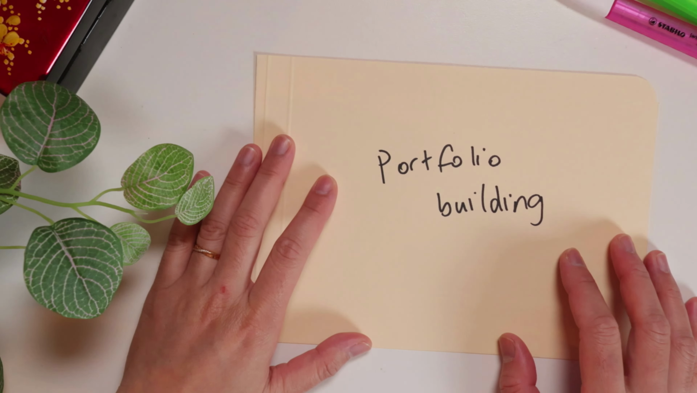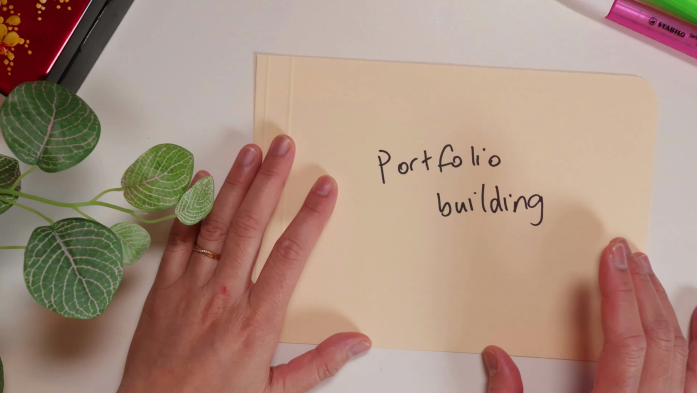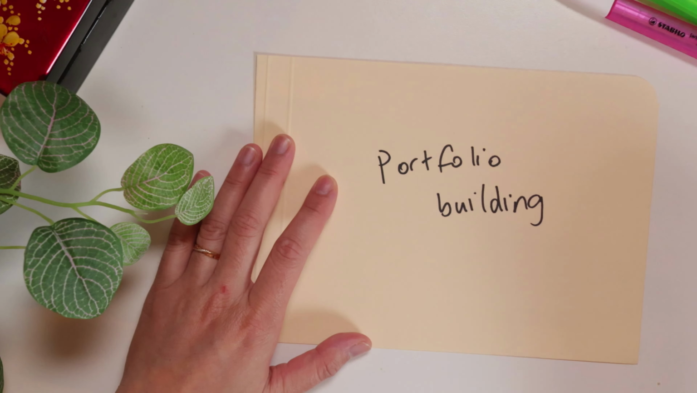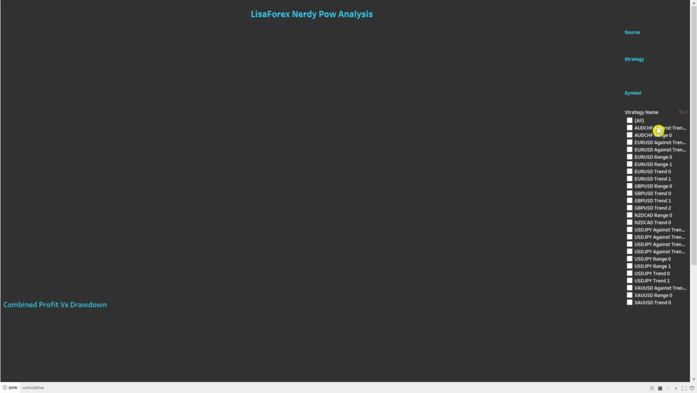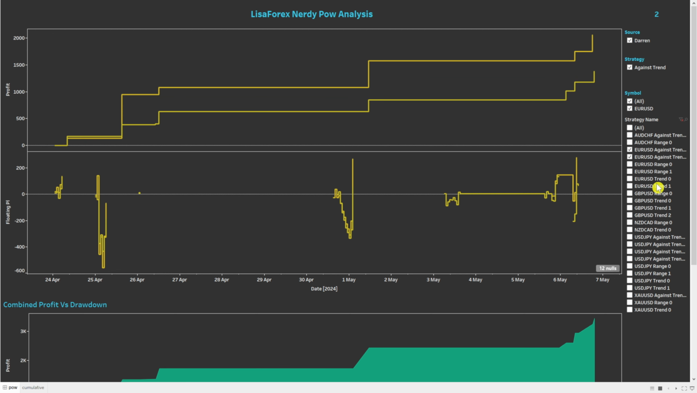Next, I want to look at portfolio building, because I would never trade 57 strategies altogether in one portfolio like that. How are they correlated? Back to the dashboard, and if you take a look at the strategy names on the right hand side, I filtered this by Darren's strategies only. You can see you've got 2 against the trend strategies, and logically you wouldn't have both of them in the one portfolio. But let's add them together and see if they are really correlated.